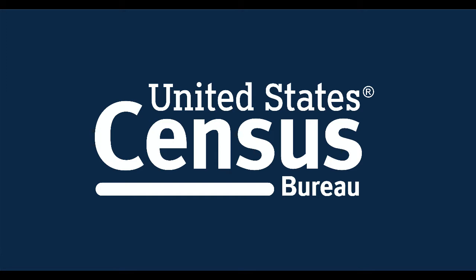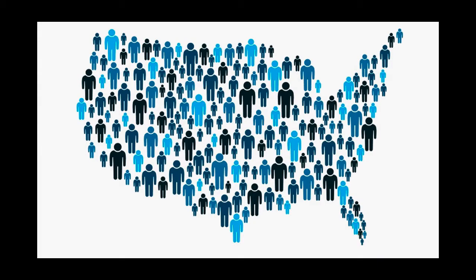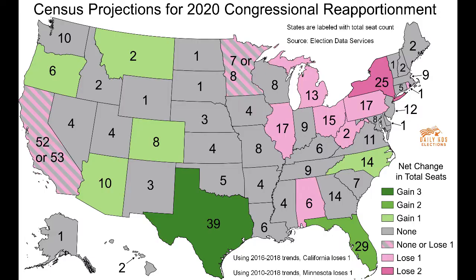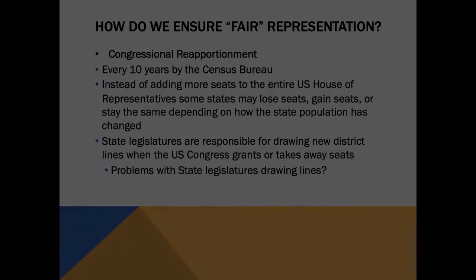So every 10 years, the United States government conducts the census to gauge population trends and shifts throughout the country. So instead of increasing the size of the House beyond 435 members, states may gain, lose, or have no change in their number of seats, depending on how the population has changed.